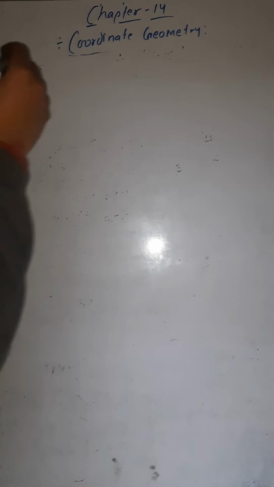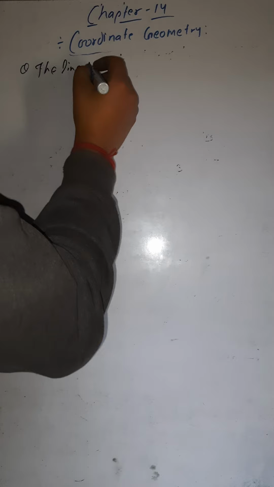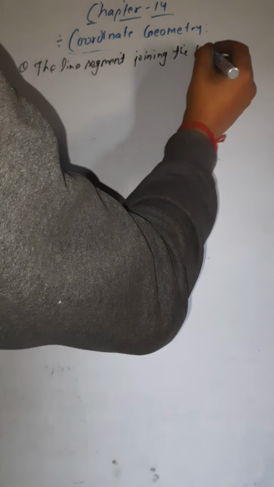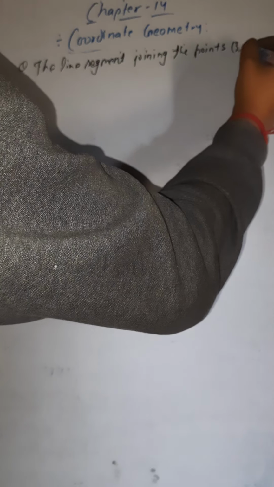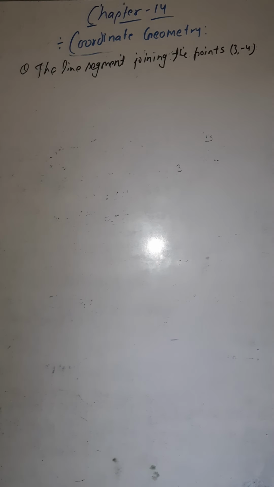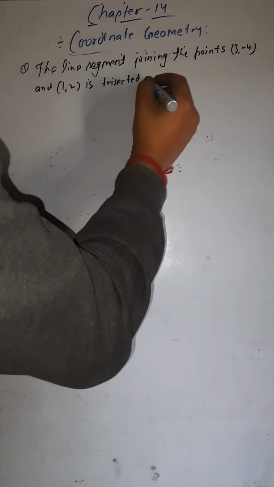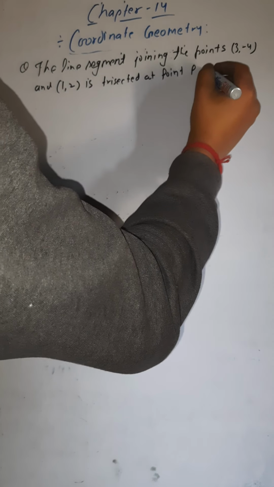Okay, so question is, write down the question. The line segment joining the points 3 comma minus 4 and 1 comma 2 is trisected at points P and Q.